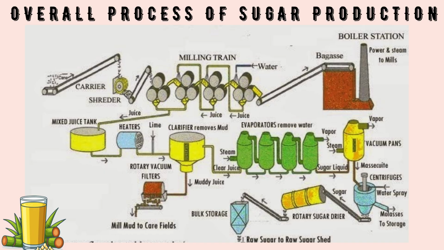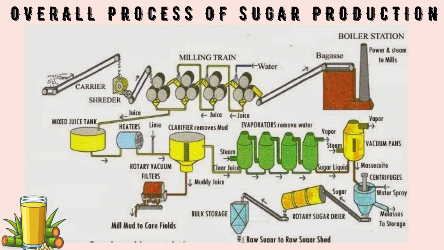The clear juice is then sent to the evaporation stage. Here, water is removed by heating using multiple effect evaporators. The juice becomes thicker and turns into syrup. Next is crystallization. The concentrated syrup is boiled in vacuum pans to form sugar crystals. This is where the sugar actually starts to appear.